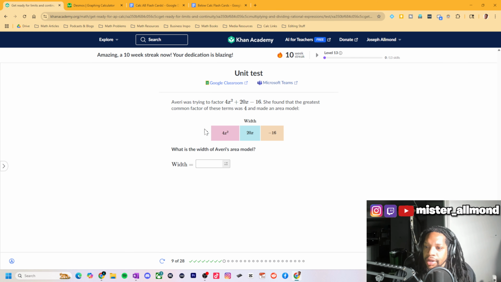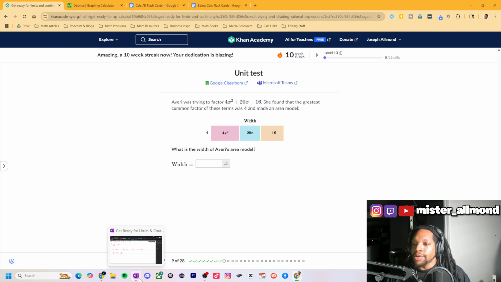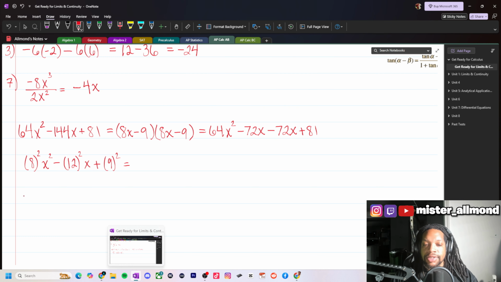Okay, so Avery was trying to factor. She found that the greatest common factor of these terms was 4 and made an area model. What is the width? Okay, I remember doing this on an algebra assignment. So it's 4x squared plus 20x minus 16. I do agree with her in that the greatest common factor is a 4.